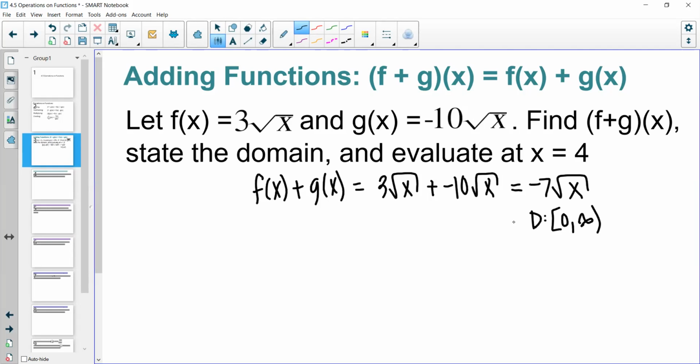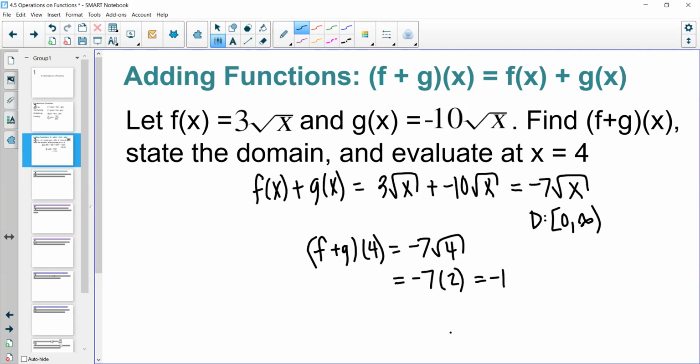So our domain is all of the non-negative numbers, and we want to evaluate it at x equals 4. So what that means is we are going to do f plus g of 4, which is the same thing as doing 4 in both of them, or negative 7 times the square root of 4. Well, the square root of 4 is 2, so we get negative 7 times 2, which equals negative 14. Okay, so we kind of see how that works.